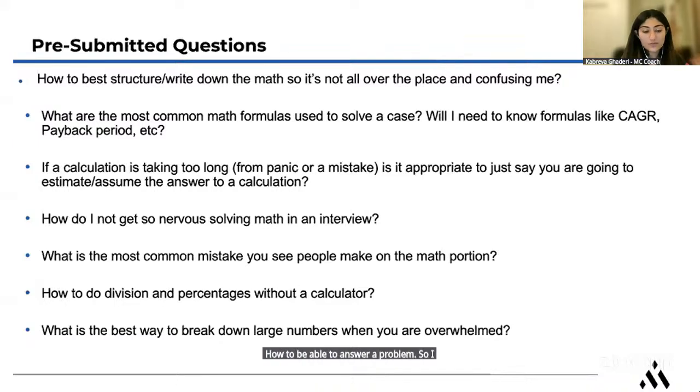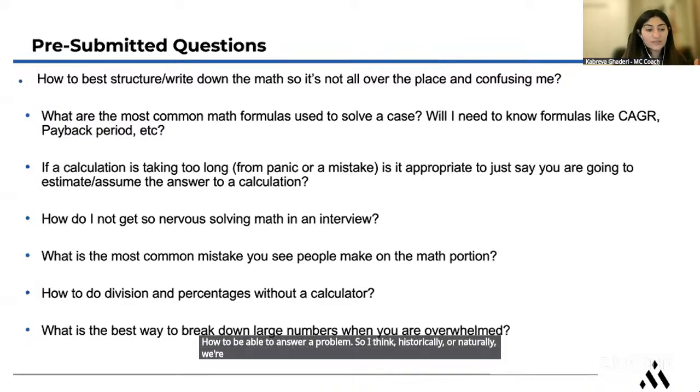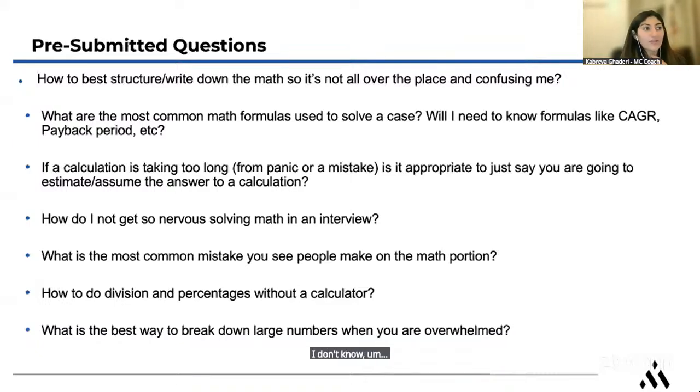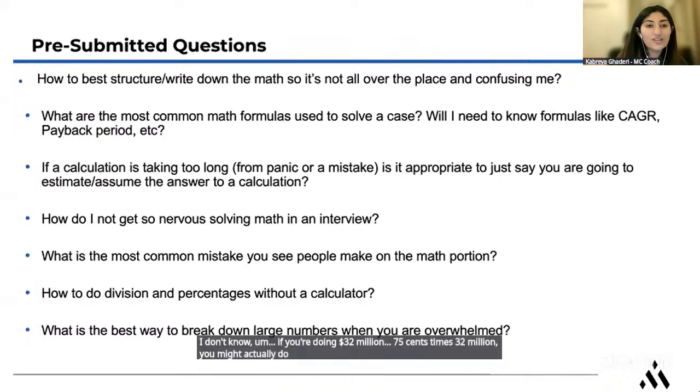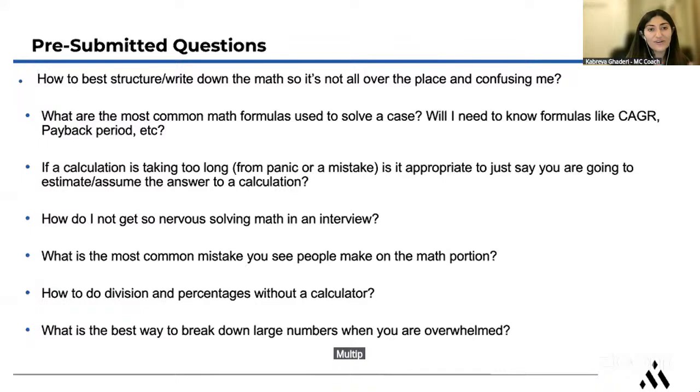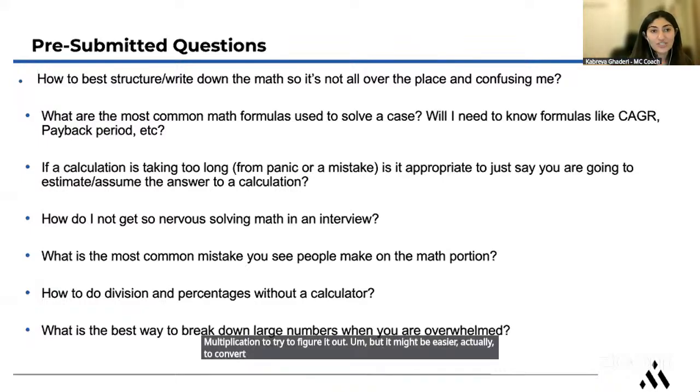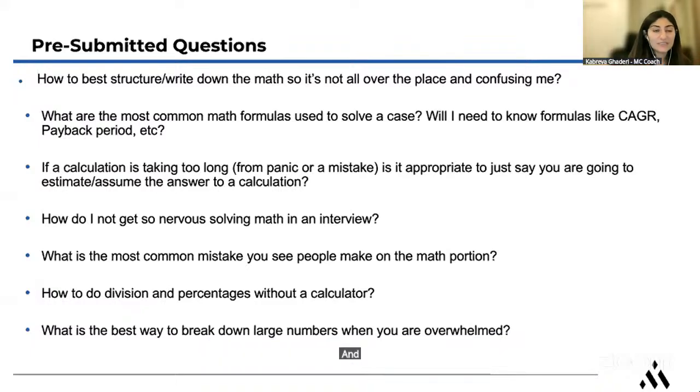So I think historically or naturally we're intuitively taught to solve a problem the way that they teach us in school. So if you're doing, I don't know, 75 cents times 32 million, you might actually do traditional multiplication to try to figure it out. But it might be easier to convert 75 cents into a fraction. And that might visually just be easier for you to calculate.